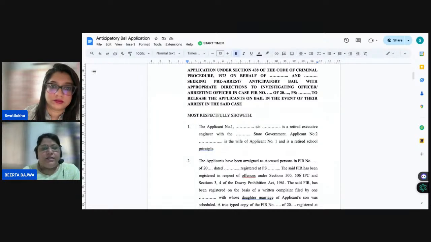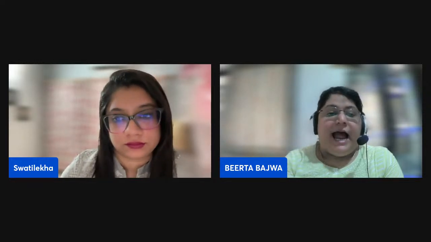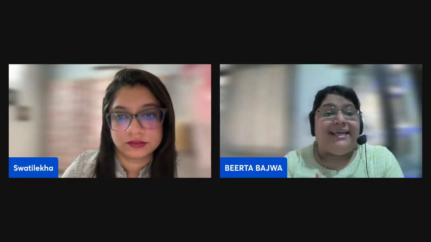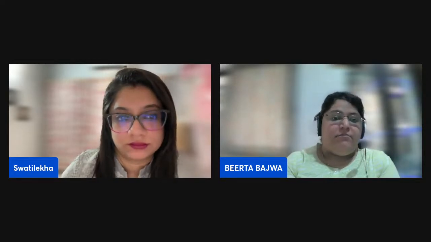If you read the judgment of Gurbaksh Singh Sibbia of the Supreme Court, the Honorable Supreme Court has clearly said that whenever a person anticipates that he is going to be arrested, he has a reason to believe that he is going to be arrested, an FIR is not mandatorily necessary to be registered.